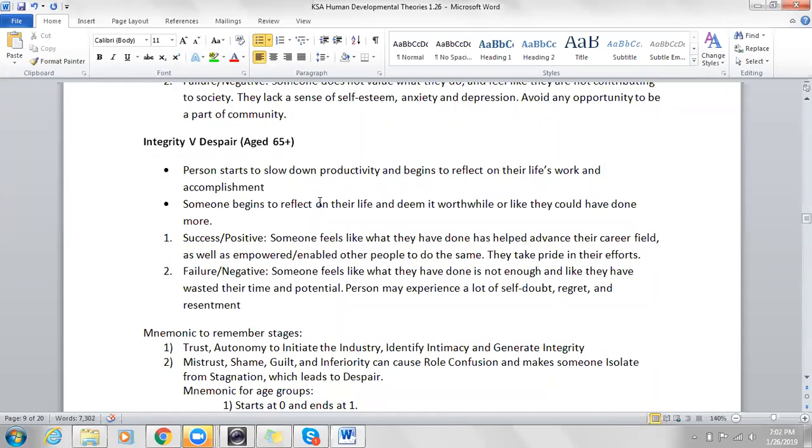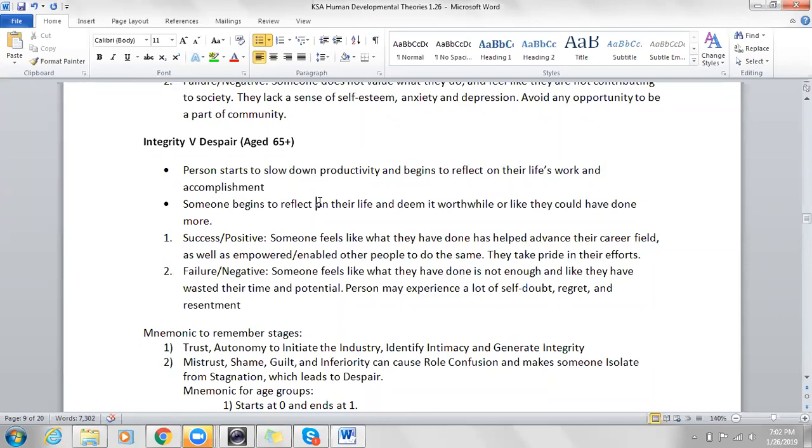So success here is when someone feels like they've done all that they would like to have done, they've advanced their career field, and empowered and enabled other people to do the same. They take pride in their efforts, and they're just very happy about where they're at and where they're going.